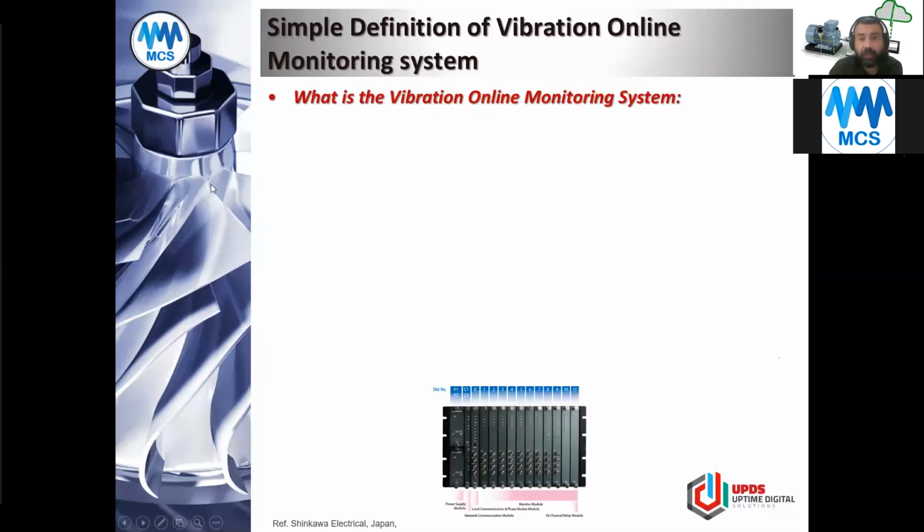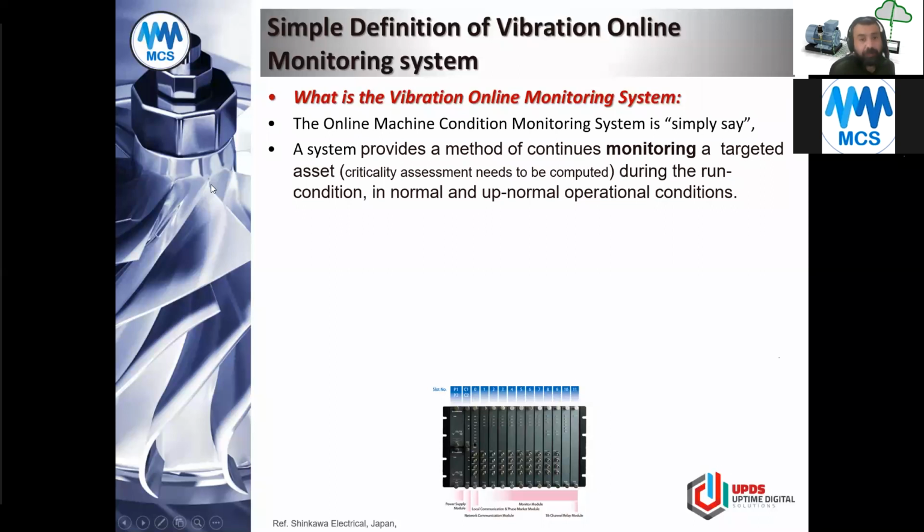What is the vibration online monitoring system? The online machine condition monitoring system, simply said, is a system that provides a method of continuous monitoring of target assets. When I say target assets, I mean assets, because we don't want to limit this to turbomachinery only. You can find online monitoring systems designed for a pump, for instance, for a compressor, or for an electrical motor. So please, don't take this as a rule of thumb, or link the vibration monitoring system only to turbomachinery.